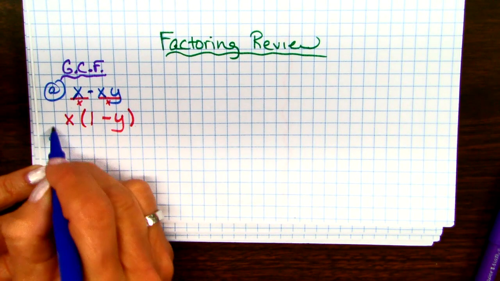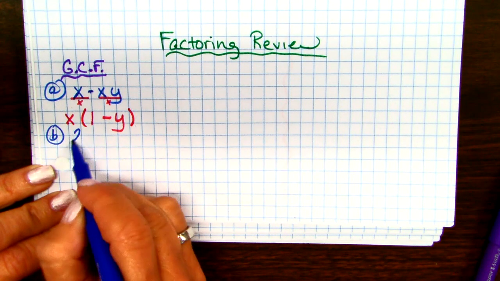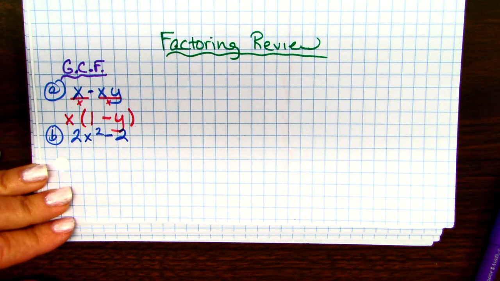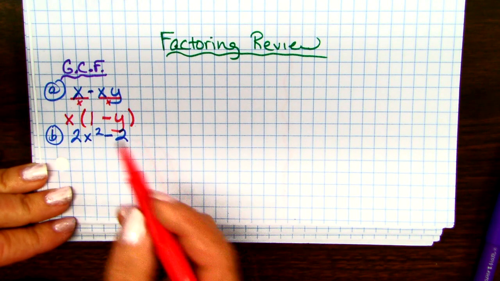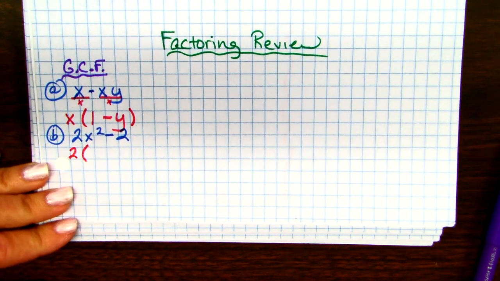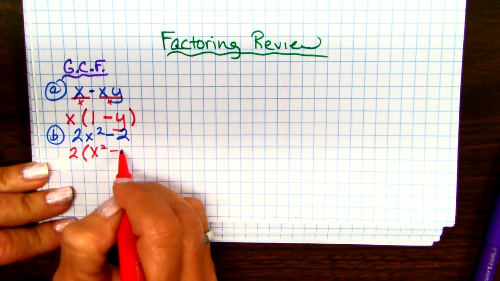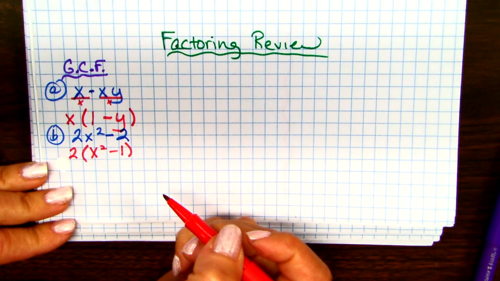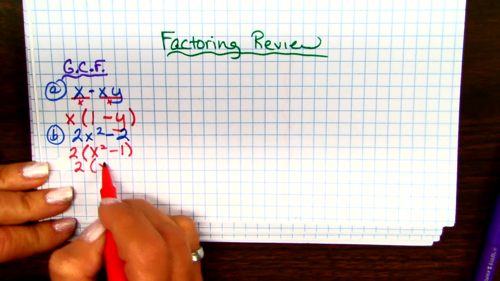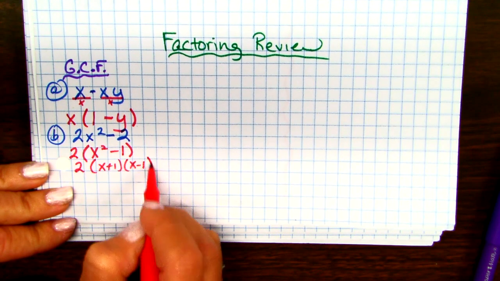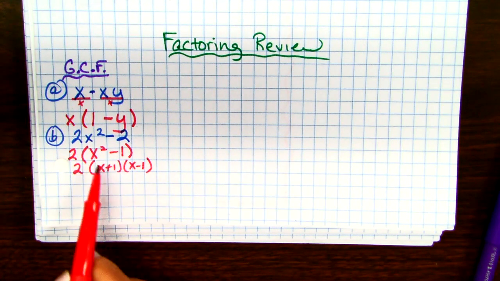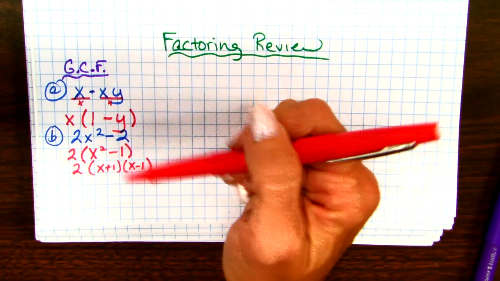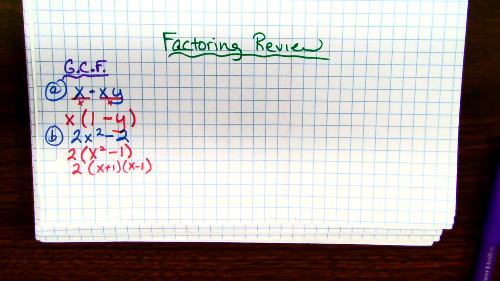Let me do another one. How about 2x squared minus 2. What's the GCF? 2. What's left over would be x squared minus 1. And sometimes we can go even further and do more factoring. That's x plus 1, x minus 1. And I'm going to review difference of squares again in a second. But sometimes you can do more than one factoring. So there's some numbers and letters all using GCF. I don't think any of you think that that's difficult.